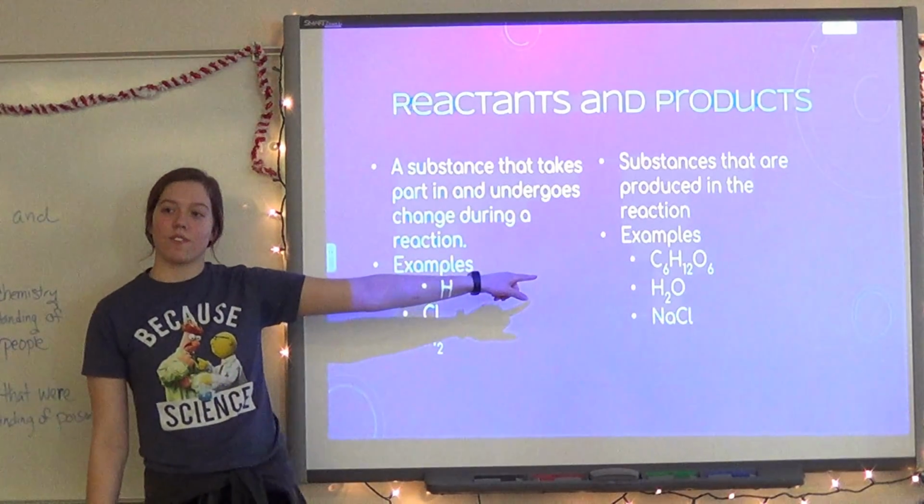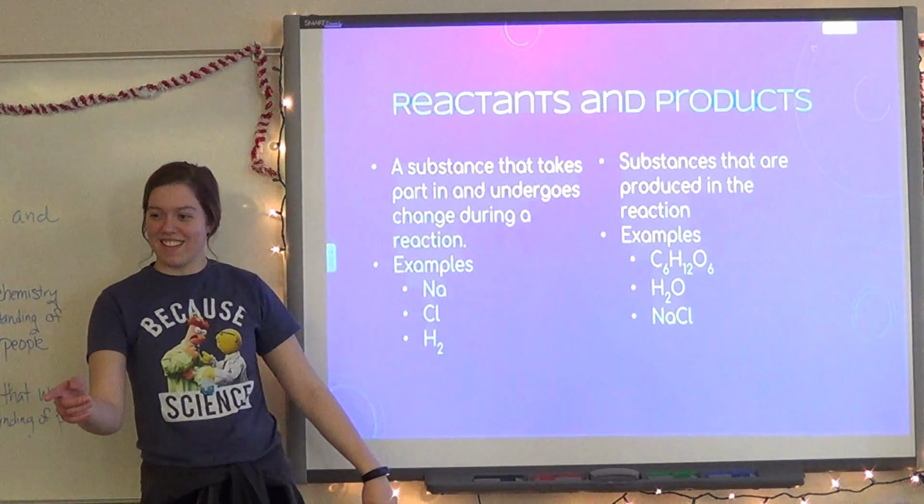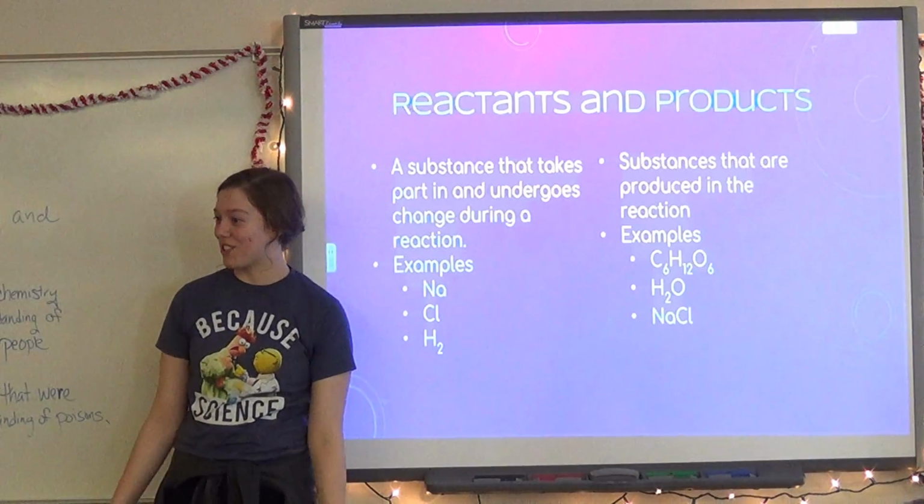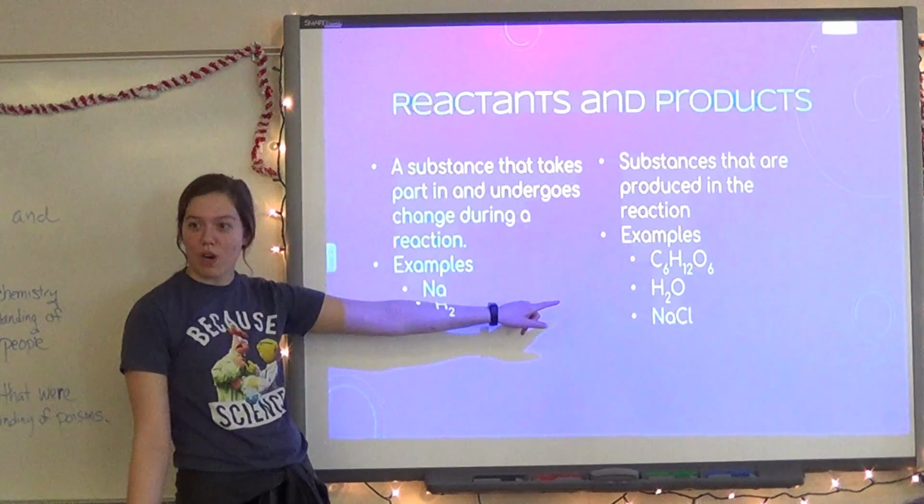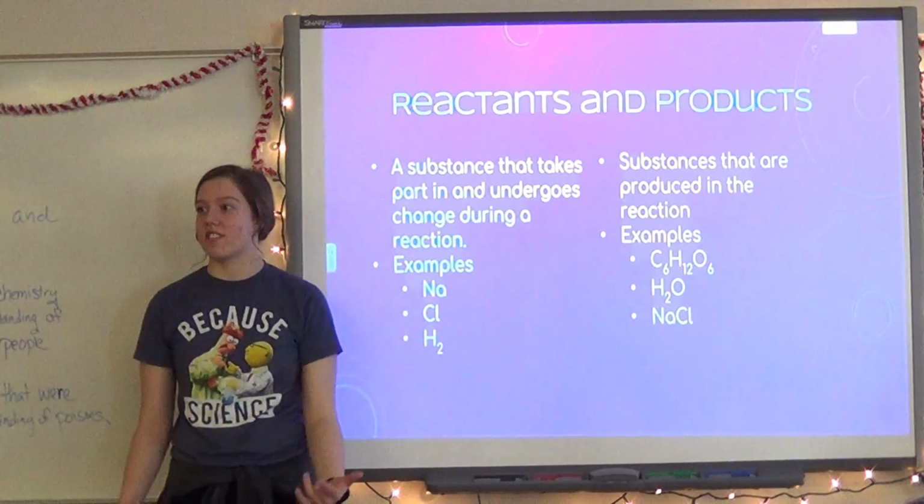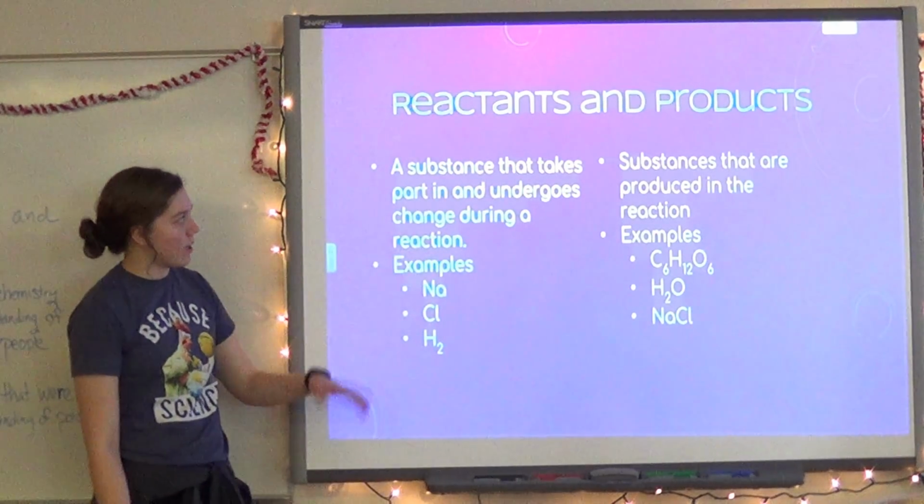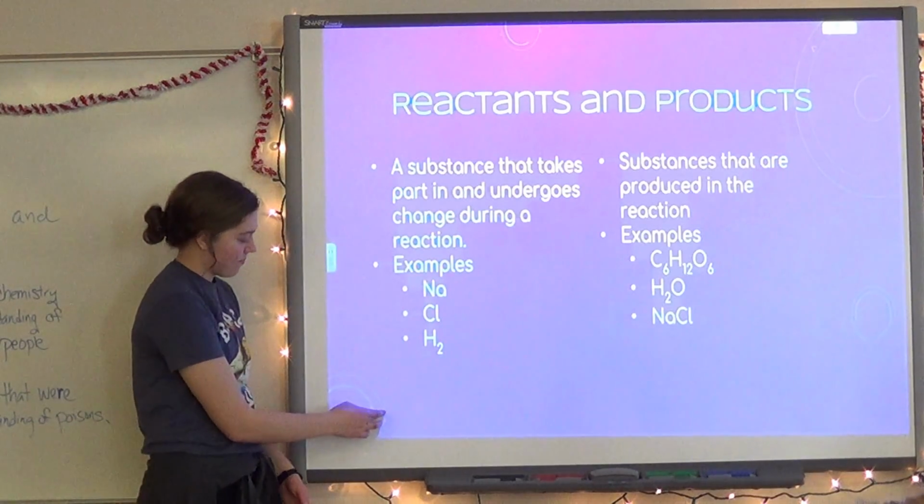Can anyone tell me what that is? What is it? Seventh grade. Yes. Glucose, or sugar, as it's more easily known. Then we have water, H2O, or NaCl, which is salt. So those are just some basic reactants and products.